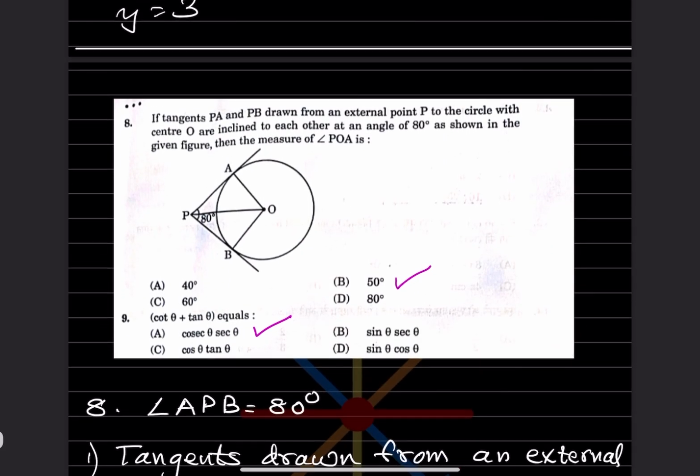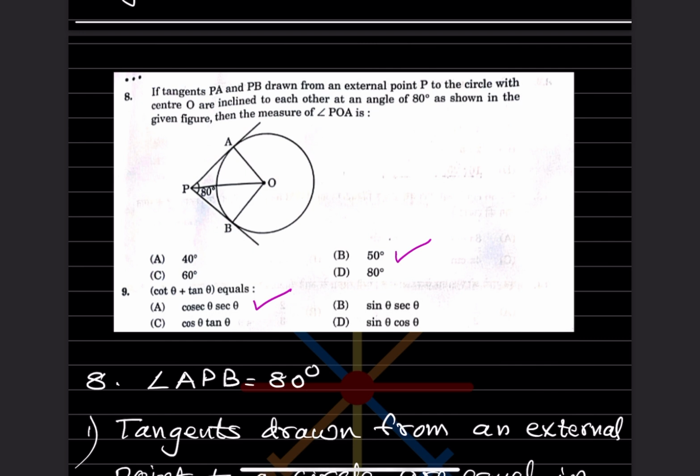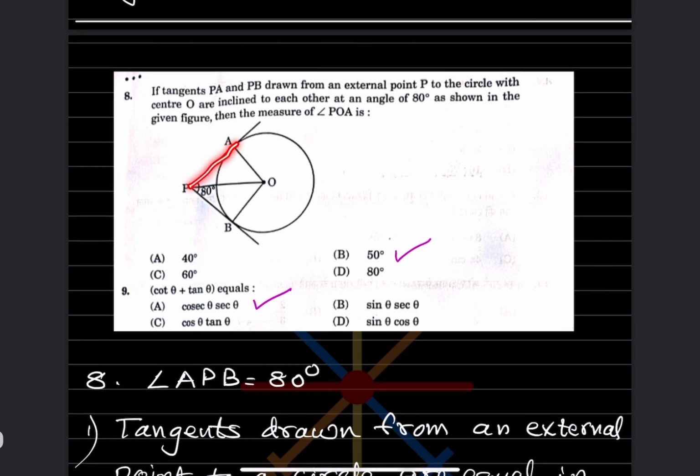Now let us go for the next question here. If tangents PA and PB, so these are the tangents drawn from external point P, this is the external point P, to the circle with center O, this is the circle and this is the center of the circle, O, are inclined to each other at an angle of 80 degrees. So now this angle is 80, so the center line divides it: this should be 40 and this should be 40. Both of them together make angle P 80 degrees.